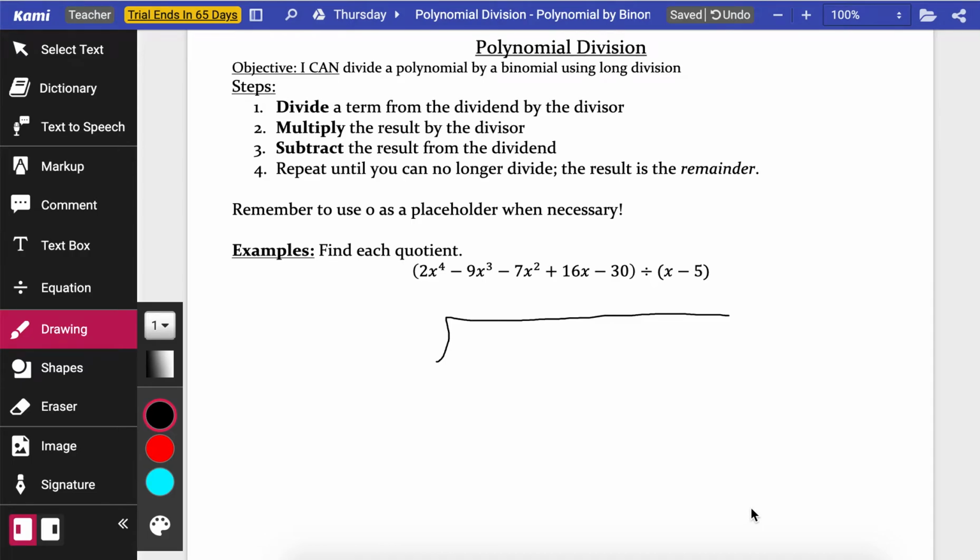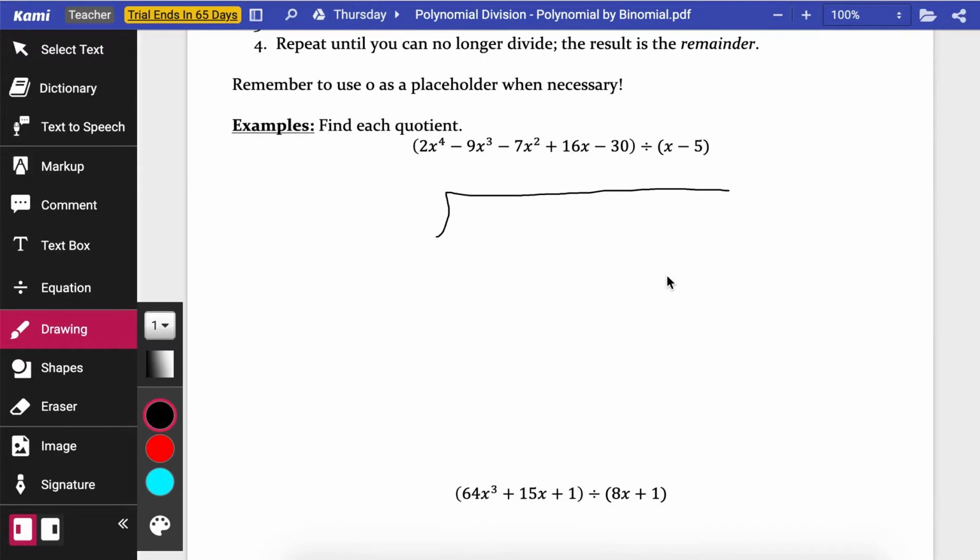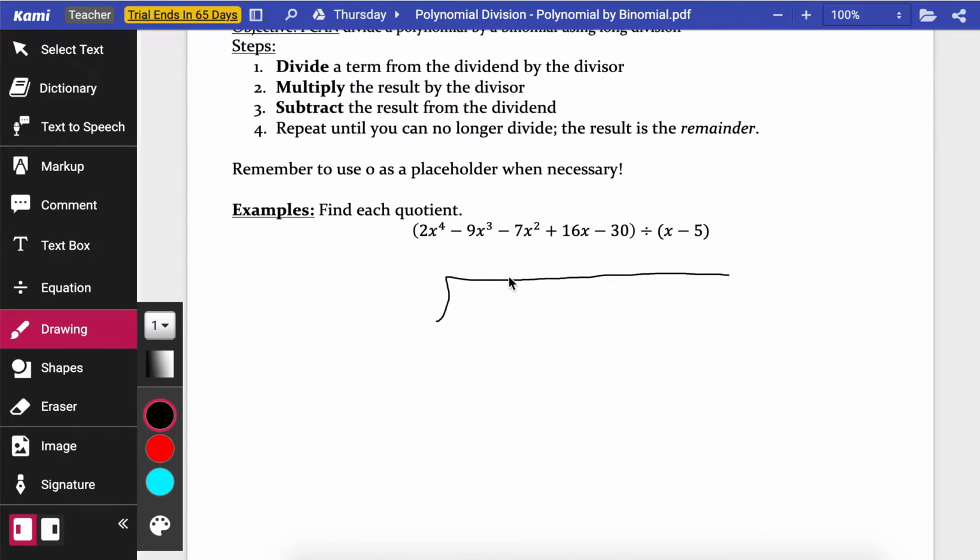Looking at polynomial division for one more day. This week you guys have looked at what it means to divide a variable term into a polynomial, and yesterday we looked at dividing trinomials, so three-term expressions, by binomials, two-term expressions. Today we're just going to expand that a little bit and look at dividing still binomial, two-term expressions only, into larger polynomials.